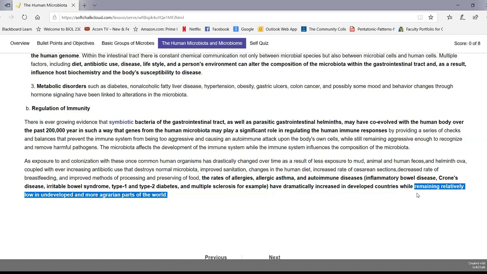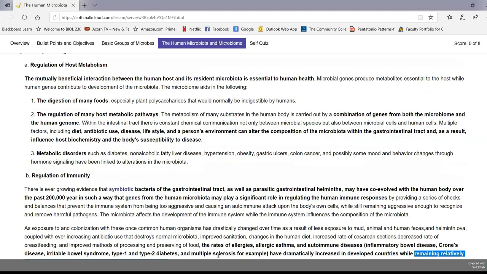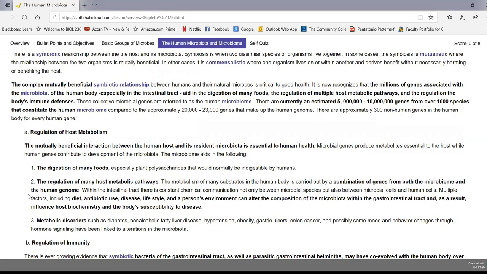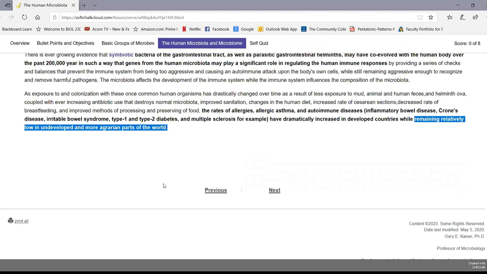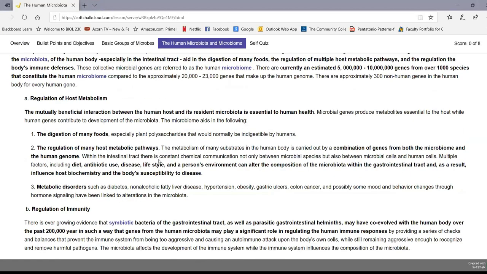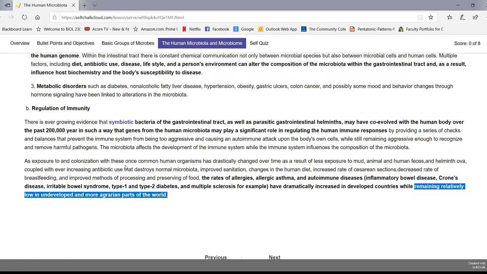So there's quite a balance going on between microbes in the body, but they are critical to our normal function from the point of regulating our metabolism and regulating our immune systems. And when we alter our microbiota, that can alter our metabolism and that can alter our immune responses.